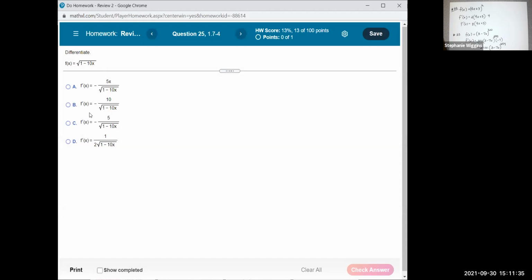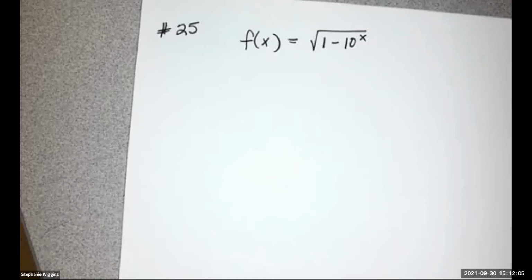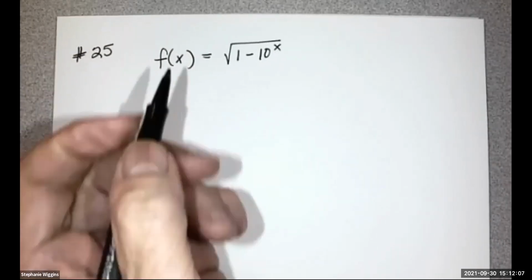Okay, this is a good one to do because we have a square root, and I just want you to understand that these are not hard. Number 25, we have f of x equals the square root of 1 minus 10x. Okay, so this is also using the extended power rule, but the power here is just 1/2.